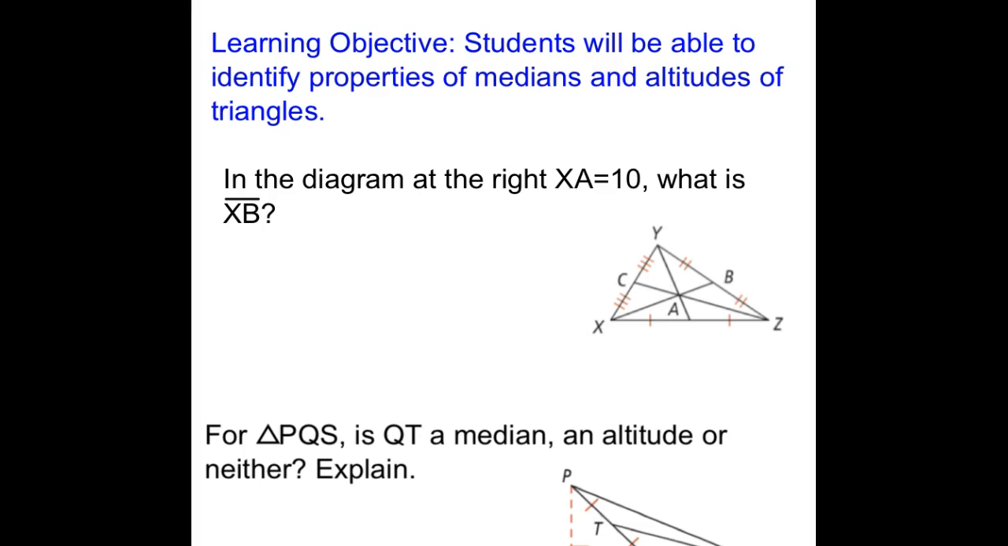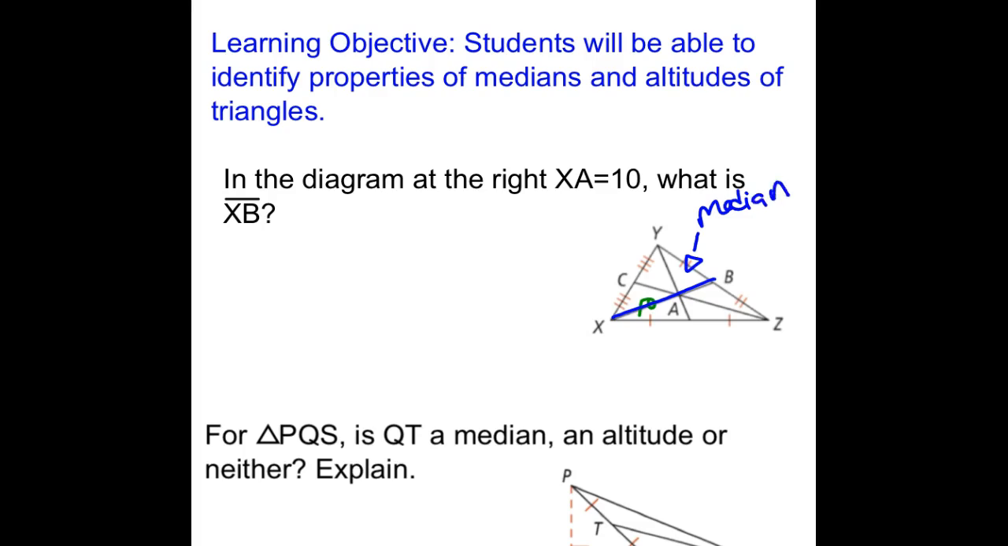It says in the diagram at the right, XA is 10. So I'd go find that. This is XA, that's 10. What is XB, this entire segment? Okay, if you look at that, X is a vertex of the triangle and B is a midpoint. So actually this blue line is referred to as a median. It goes from a vertex to a midpoint.